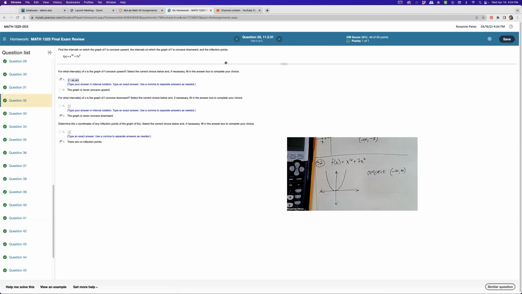Okay, next part, for what intervals of x is the graph concave downward? It's not concave downward, so the graph is never concave downward. And see, I misstated that. This is just concave upward. All right, determine the x-coordinates of any inflection points of the graph. We didn't go from concave upward to concave downward, back to concave upward. So there are no inflection points. No concave down. All right, 32 done.